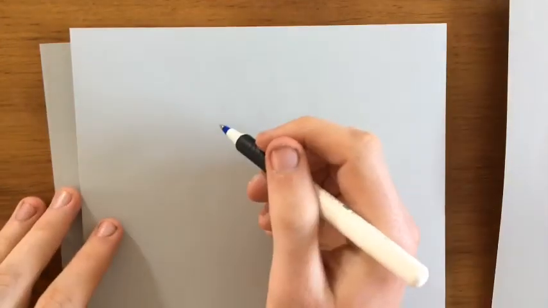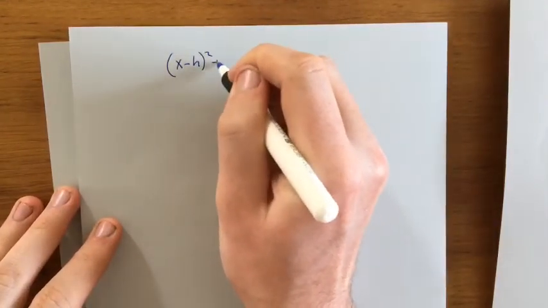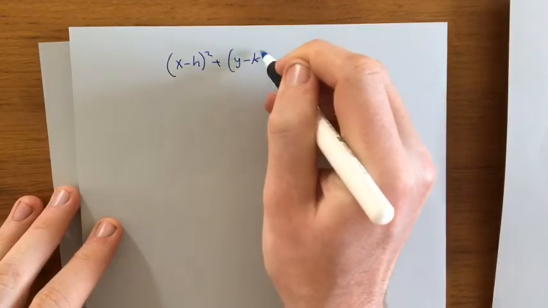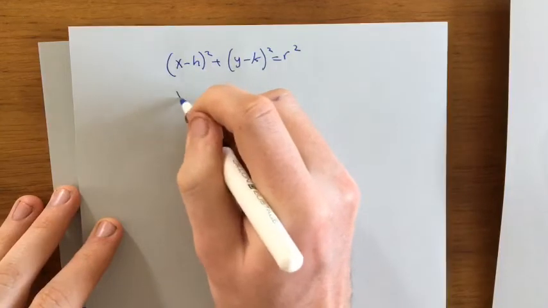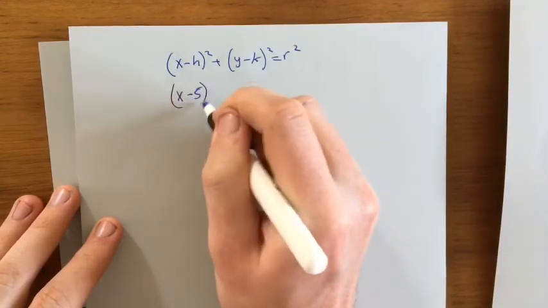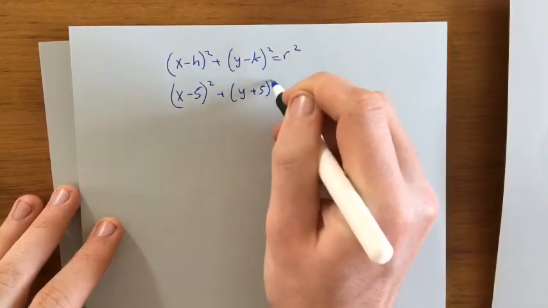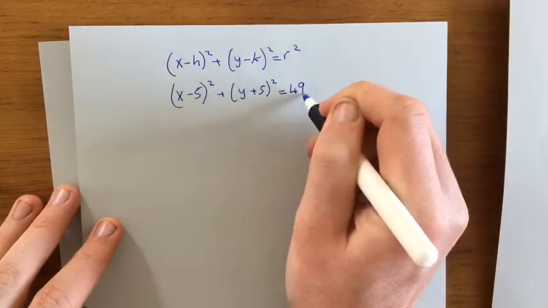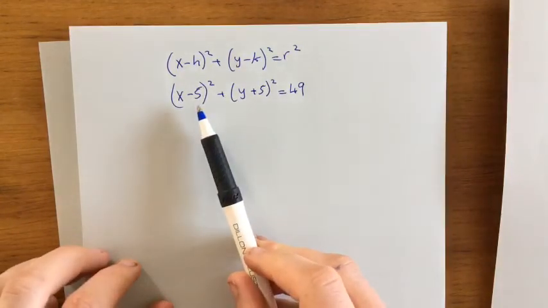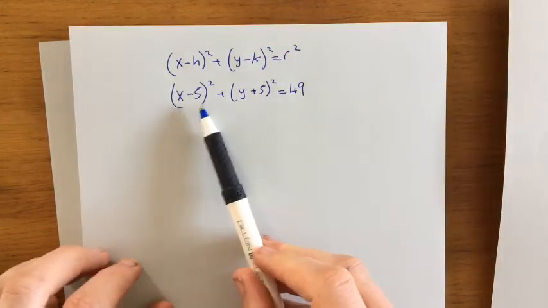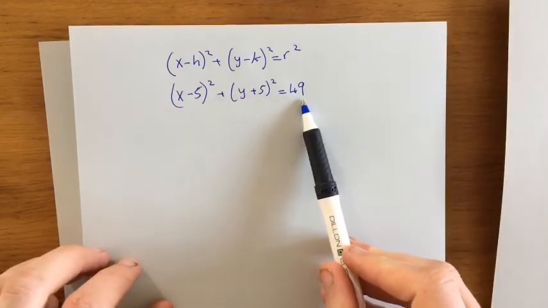Okay, so what I'm going to do now is I'm going to give you another circle in the form (x minus h) squared plus (y minus k) squared is equal to r squared. So the circle I'm going to give you is going to be (x minus 5) squared plus (y plus 5) squared is equal to 49. So I'm hoping now, guys, at this stage everyone can see that the center of this circle is (5, minus 5) and the radius is 7.